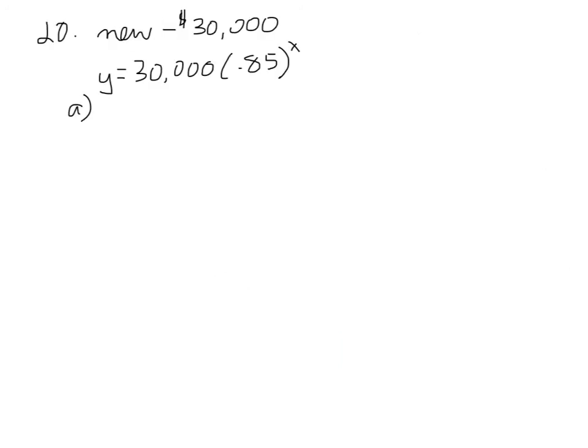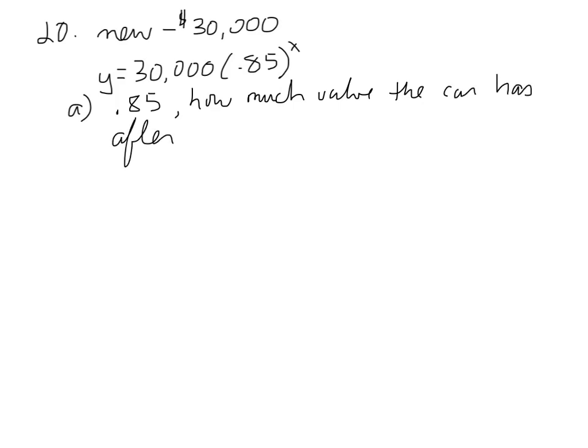In this problem, you have a car worth $30,000, but it loses value. So, what is the decay factor? Well, the decay factor in this case is 0.85. And what does it mean? Well, it's how much value the car has after each year. So basically, it's losing 15% of its value each year, which means it has 85% left.